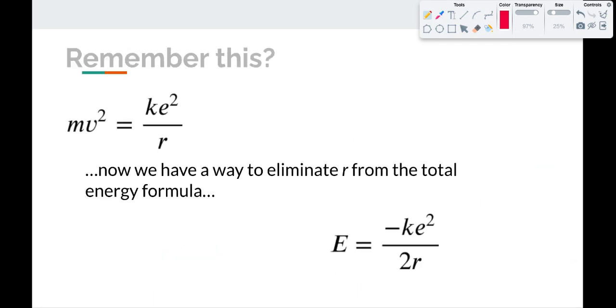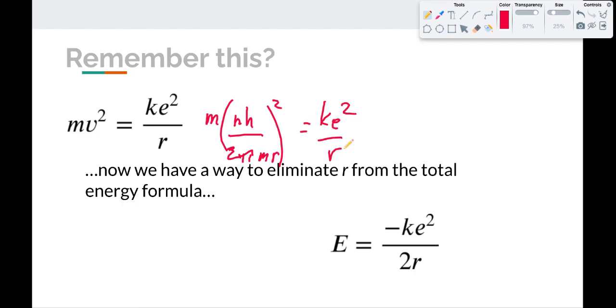Okay, remember this, mv squared was ke squared over r. Now we have a way of eliminating r as an unknown and just sticking to only velocity. Let's do some substituting. So mv squared is m times, we now know that v is equal to n times h over 2 pi m r. And that's all squared. And then that will be equal to ke squared over r.